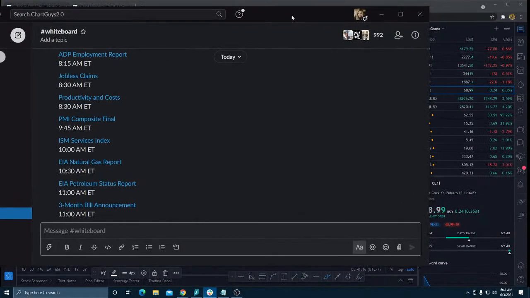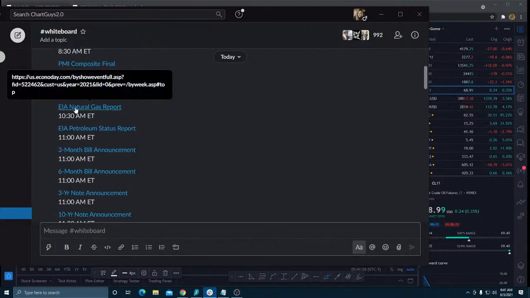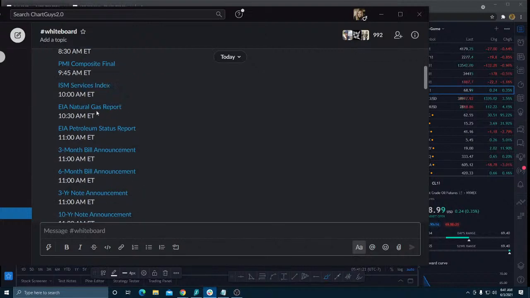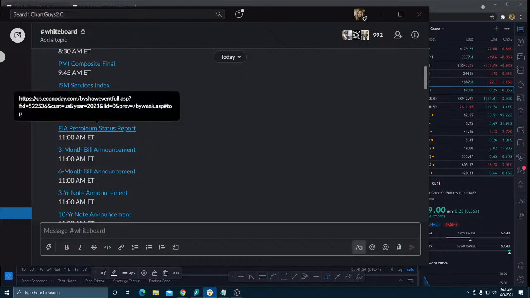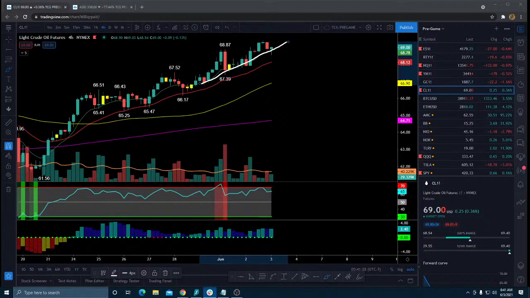As part of the Chart Guys community on the whiteboard every day, Denzi posted for today, she's covering the whiteboard. Natural gas will happen at 10:30. Oil will happen at 11 a.m. If you don't have that information and you're not part of the Chart Guys community, you can always Google that. So that's the inventory reports.